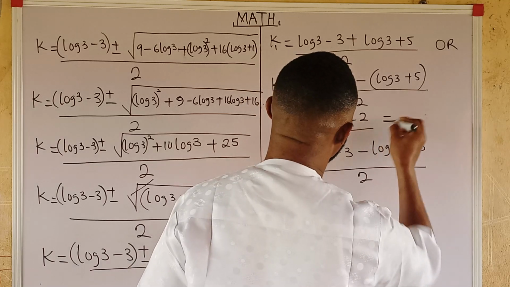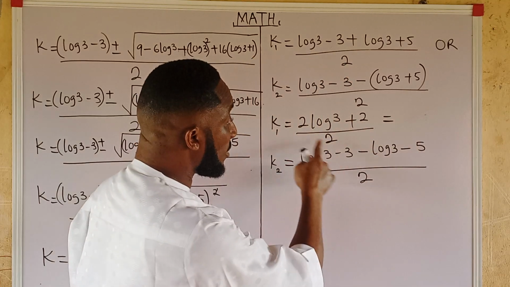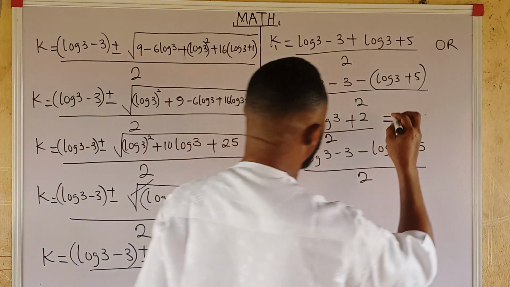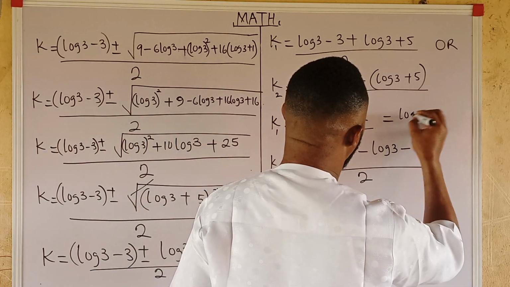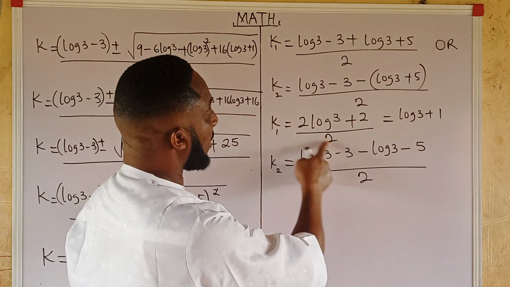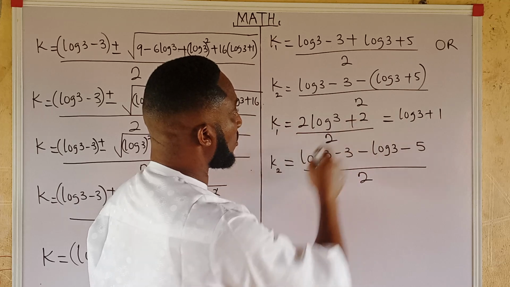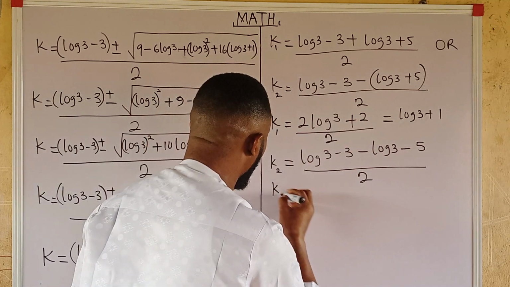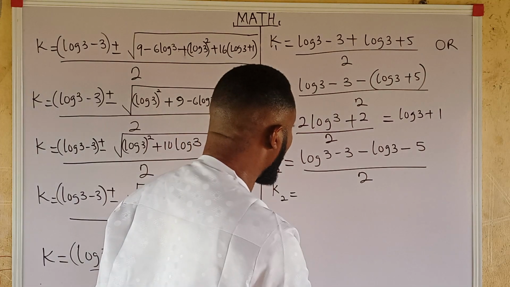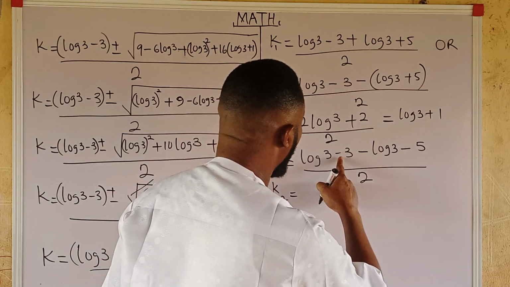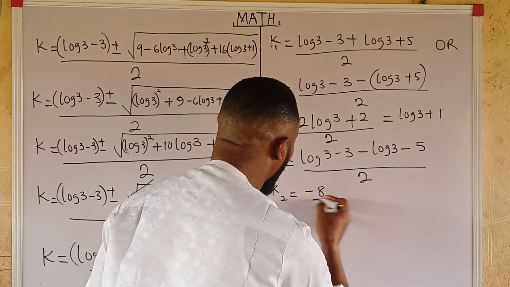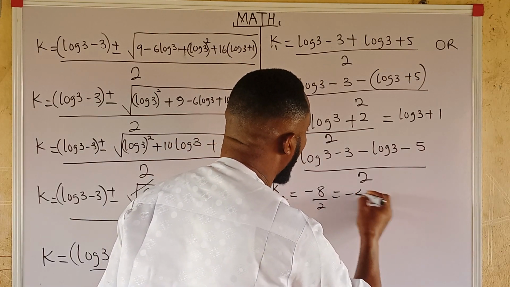So k1 is going to simplify. If I use 2 to divide, I can factor it out, so the numerator becomes log 3 plus 1. 2 divided by 2 is 1, then 2 divided by 2. Then k2 is going to be log 3 minus log 3, that's going to be 0. Then minus 3 minus 5, that will be minus 8, all over 2, which is equal to minus 4.